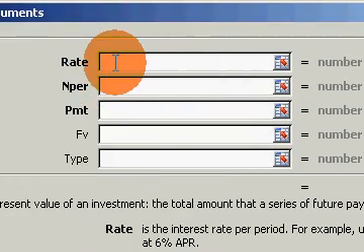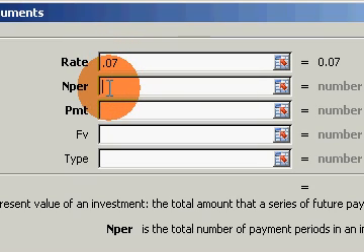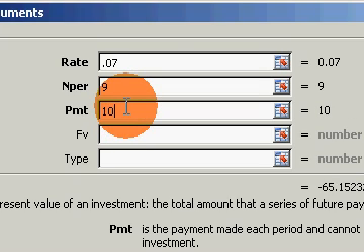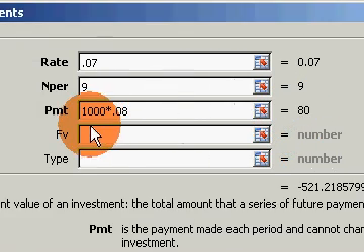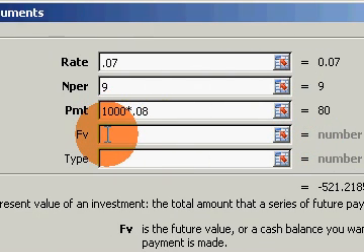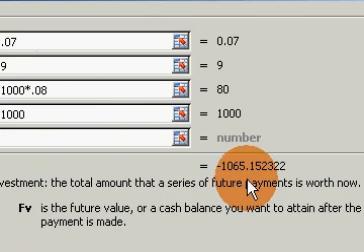Our rate is the current rate in the market, or what they tell us, it sells at a yield to maturity of 0.07. So put 0.07 there. The number of periods is 9 years. The payment is the coupon payment, 1,000 times 0.08, the $80. And finally, we said that we're always going to have a future value of 1,000. So we look at that, and it tells us that we'd be willing to pay $1,065.15.